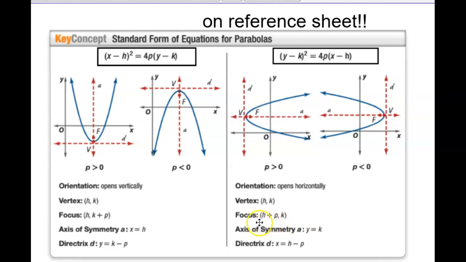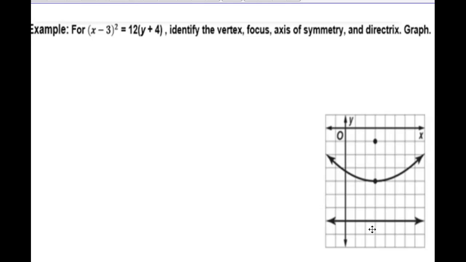All right. So here, look where it says h plus p is the focus. That's because, again, that distance from the focus to the vertex is called p. So the difference between the focus and the vertex is a distance of p, and here is a distance of p. And the directrix is the vertex minus p. All right, so I just want you conceptually to understand what p is.